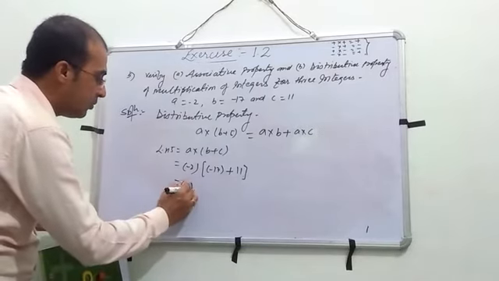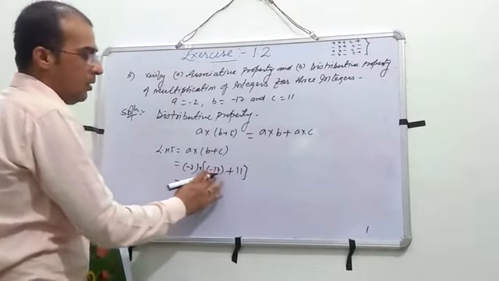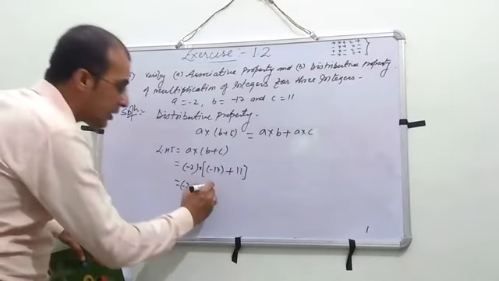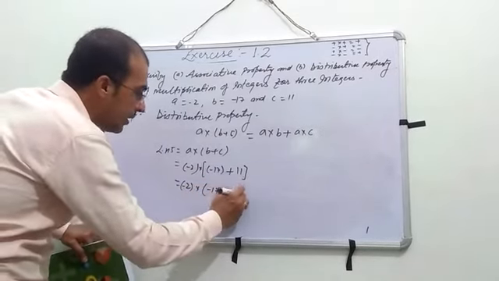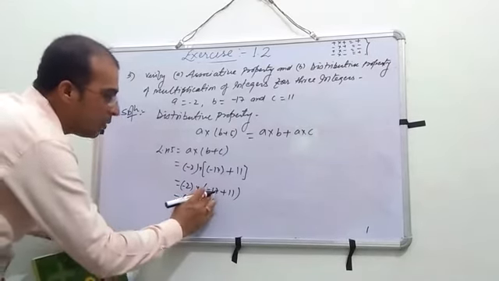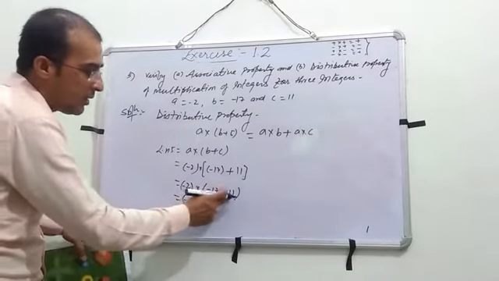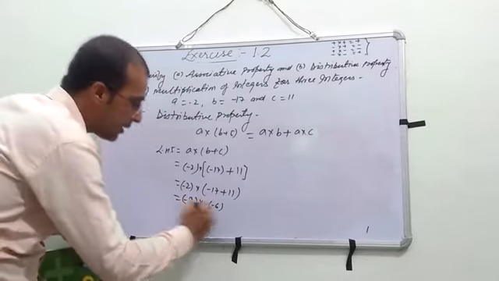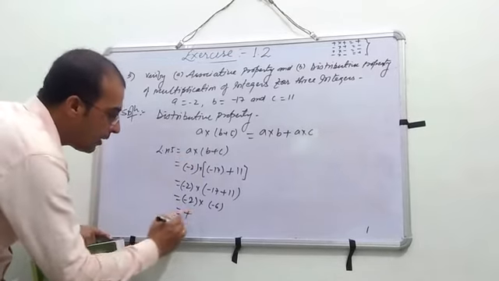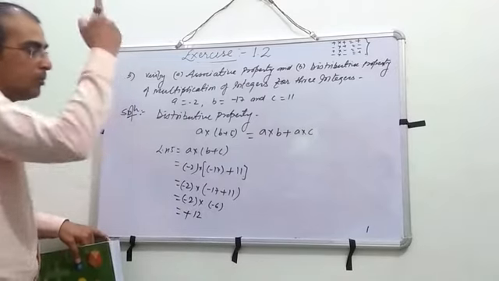So -2 into (-17 plus 11). If one is minus, another is plus, so you can write -17 plus 11. So -2 into, you will subtract because this is negative and this is positive. 17 minus 11 equal to -6. Is it clear? Now minus into minus will be plus, and 2 sixes are 12. Then LHS equal to plus 12.